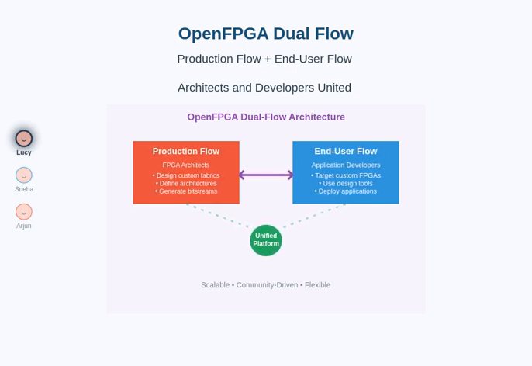OpenFPGA features two interconnected workflows. The production flow lets architects design custom FPGA fabrics, while the end-user flow allows developers to target these architectures. It's like having both the factory and the application tools.